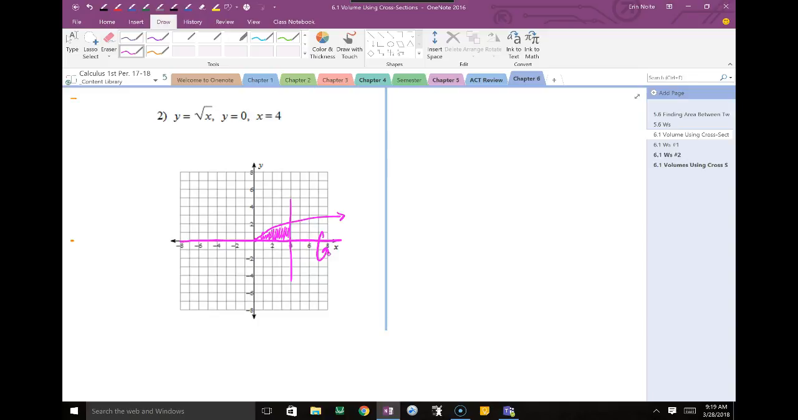So let's set it up. Let's go straight to the integral. What's my integral going to exist between? 0 and 4. Okay, good. Between 0 and 4. Whoops, I forgot my pi. Pi times the integral from 0 to 4.